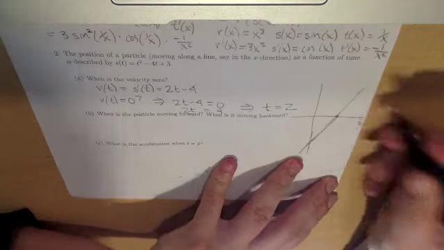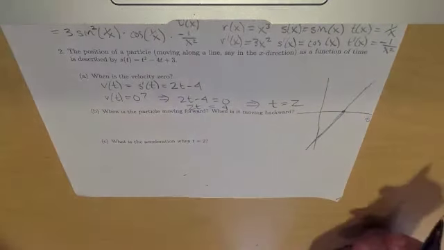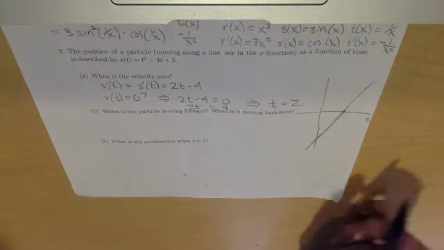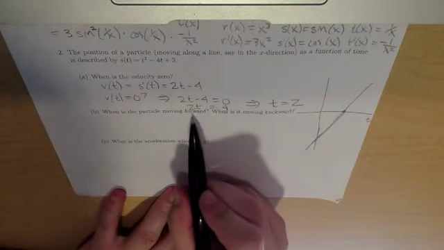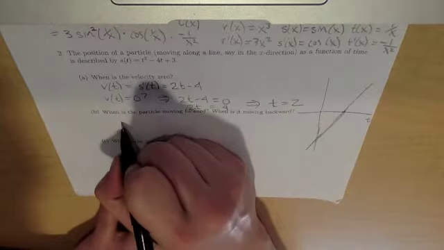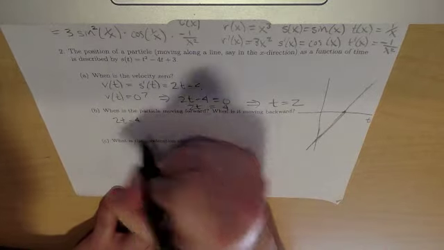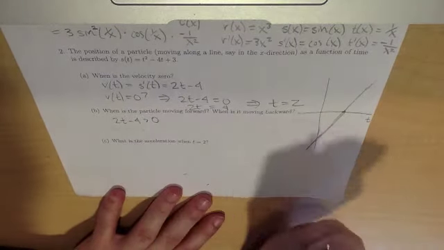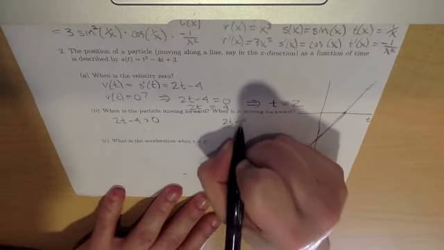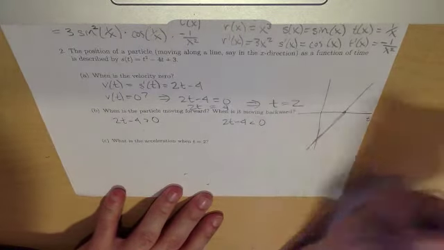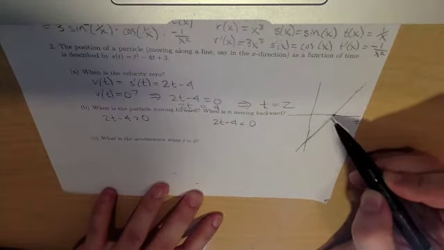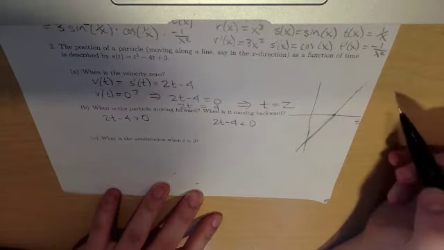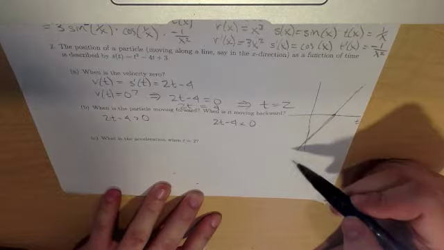Okay, so now they say, when is the particle moving forward? When is it moving backwards? One way we can interpret this is, when does the particle have positive velocity? Okay, so that is, when is 2t minus 4, or the velocity, greater than 0? And when is 2t minus 4 negative, or less than 0? Okay, now clearly you can see, if you look at the graph, it's positive exactly when t is greater than 2, and it's negative exactly when t is less than 2.